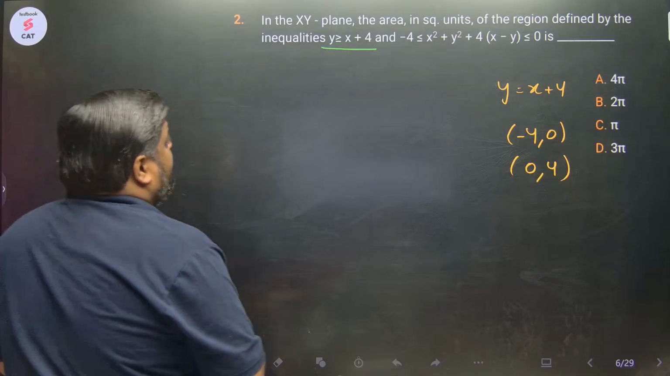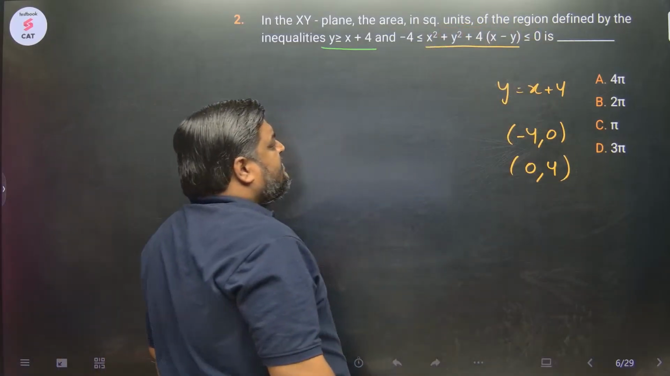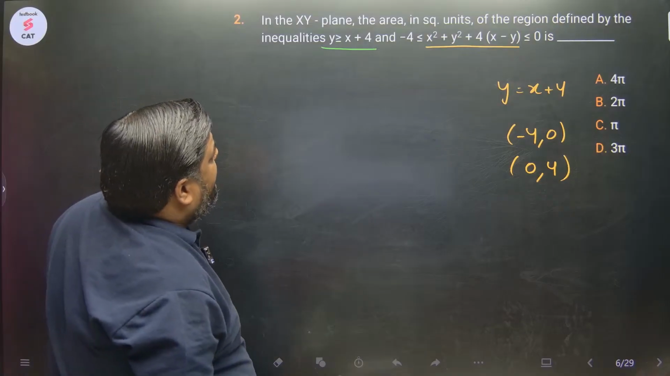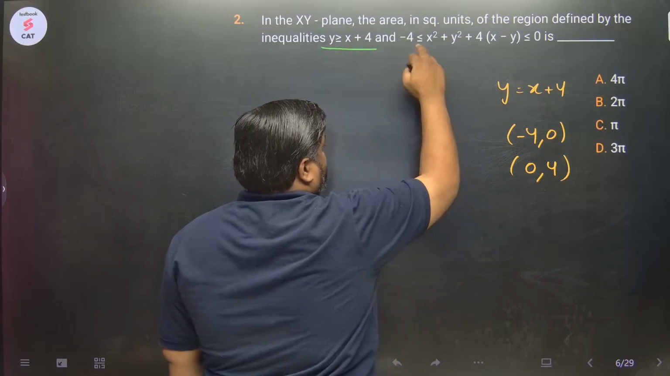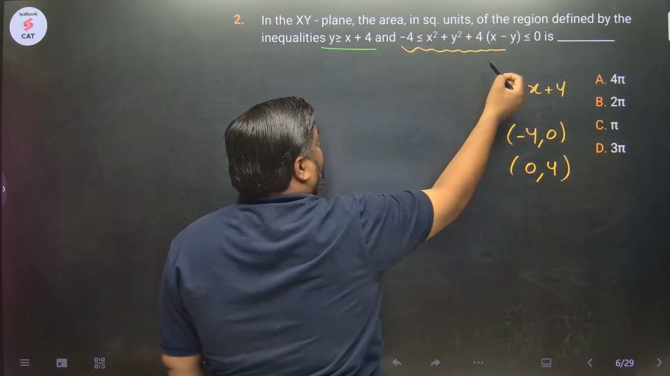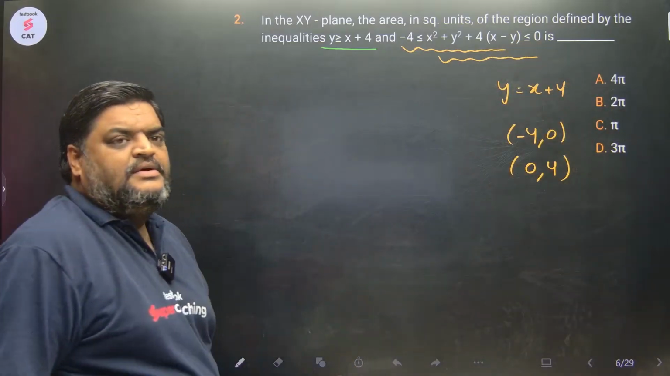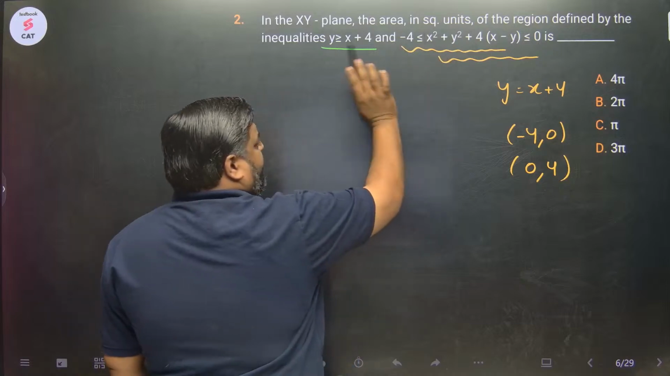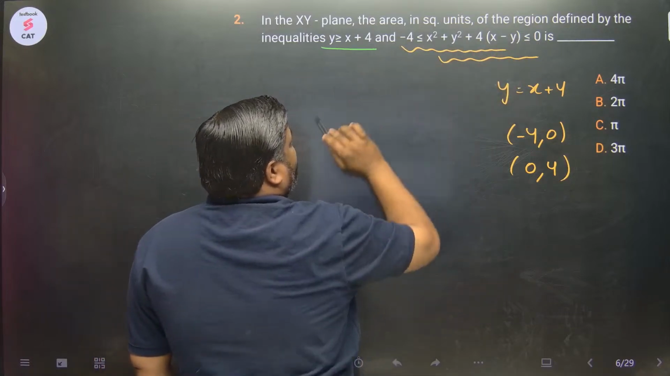And what is this? This looks like an equation of a circle. Let's decode this. First of all, if we take the left hand side we will get one circle, and if we take the right hand side we will get another circle. You'll get 2 circles. Equate the left hand side and you'll get a circle, equate the right hand side and you'll get a circle. First let's equate the left hand side.